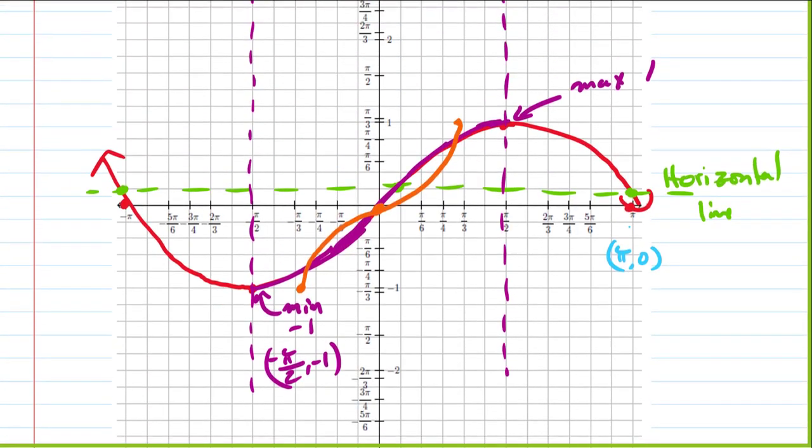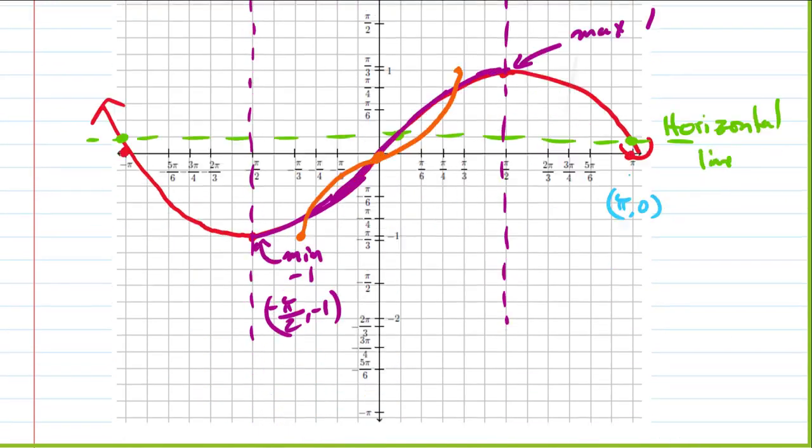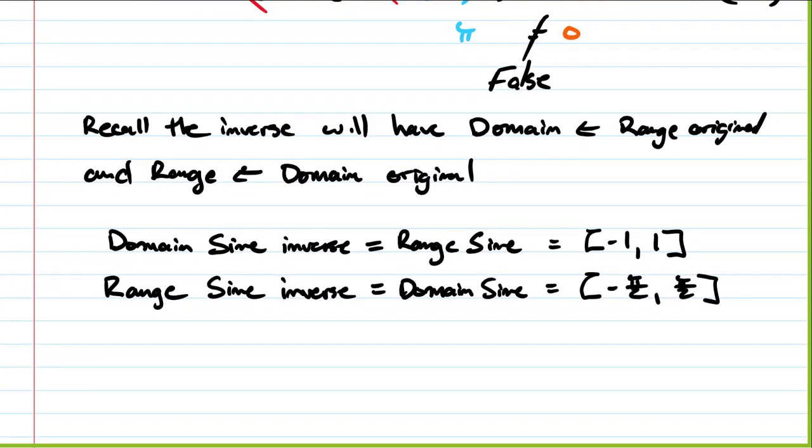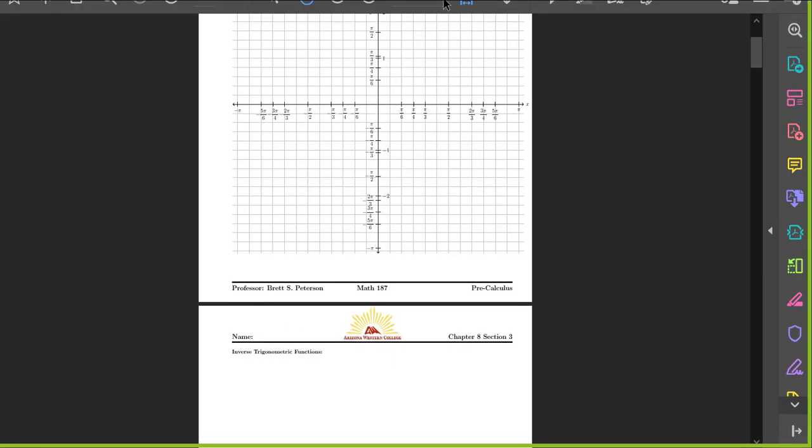So these restrictions that we had to make on our graph to make our function 1 to 1 are going to introduce some complications that we will have to be aware of. So the domain and range of sine and sine inverse are going to be important. This will also be true with all of the other trigonometric functions. We'll explore that as we move forward.